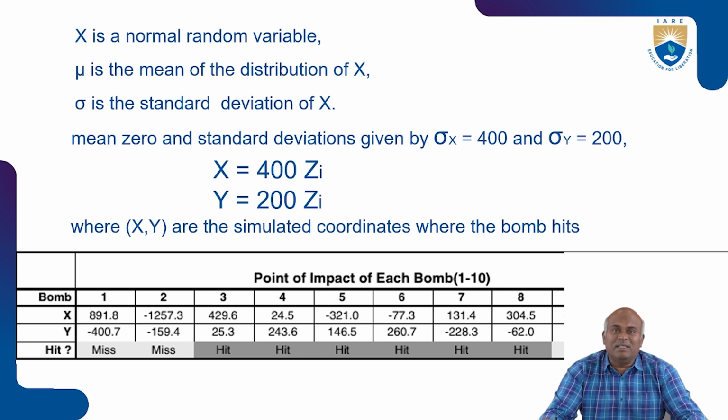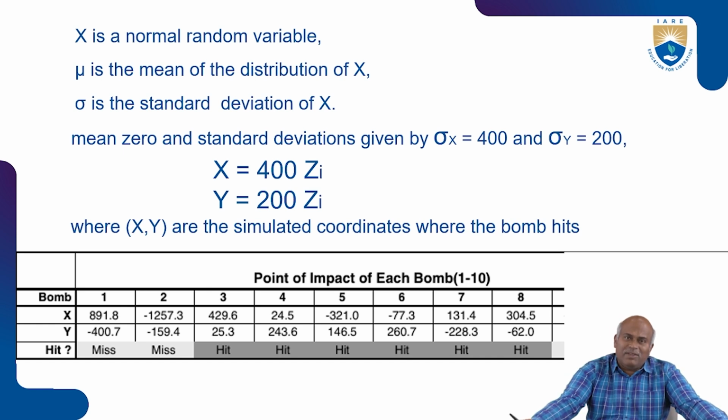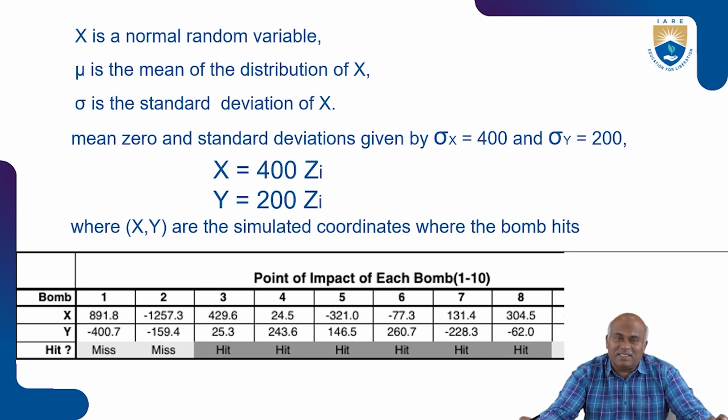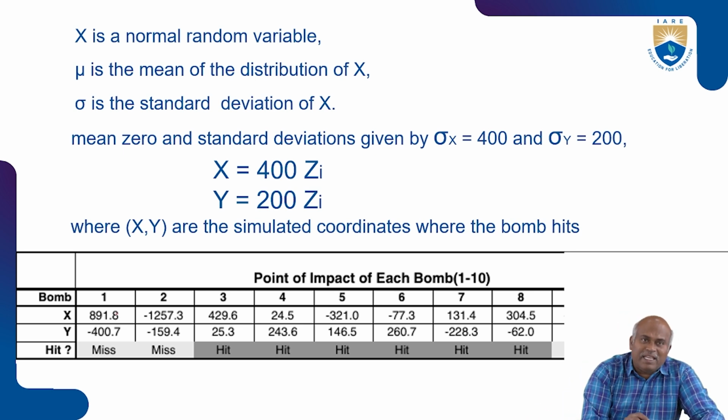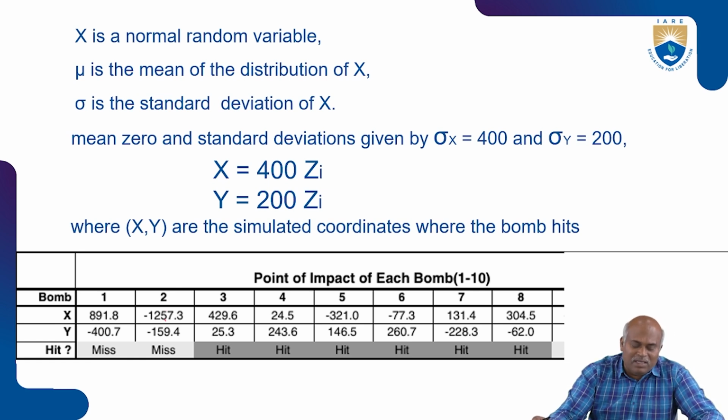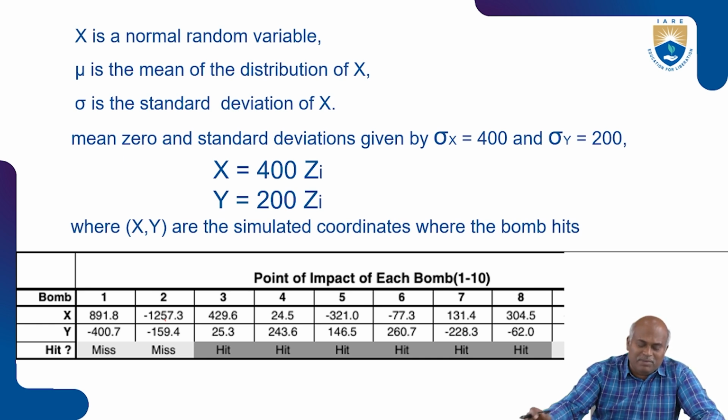In the x direction there is no problem. But in the y direction, what will happen? It should not take a negative value, so you need to rectify the negative value. In the figure, the point of impact of each bomb: the first x is 89.1, then the second hit has minus 125, 7.3. Like that, we have several numbers. You may increase the numbers. After that, you measure the probability in the y direction.